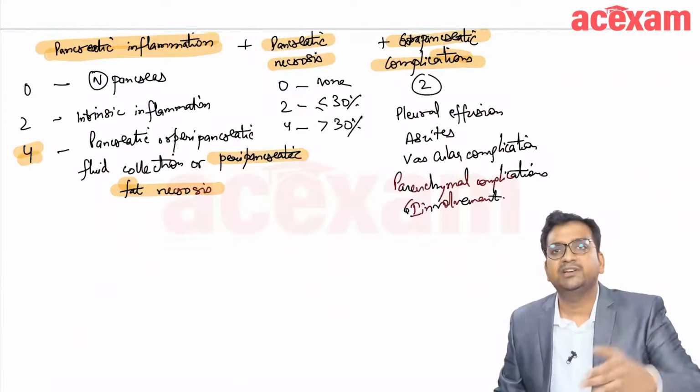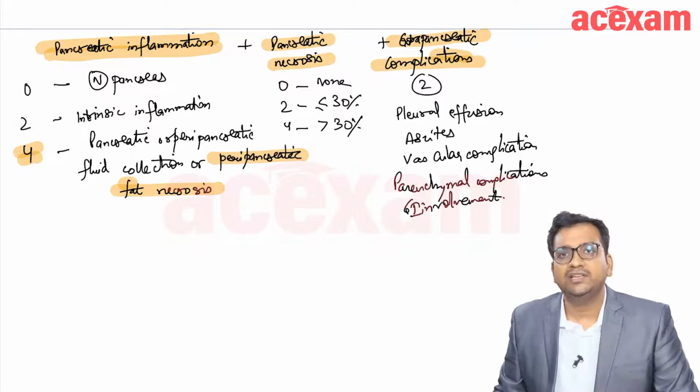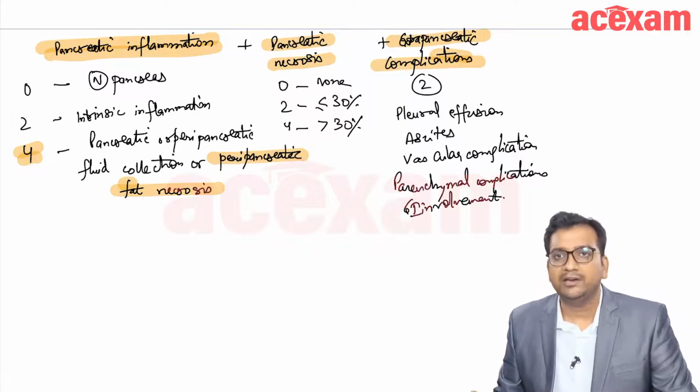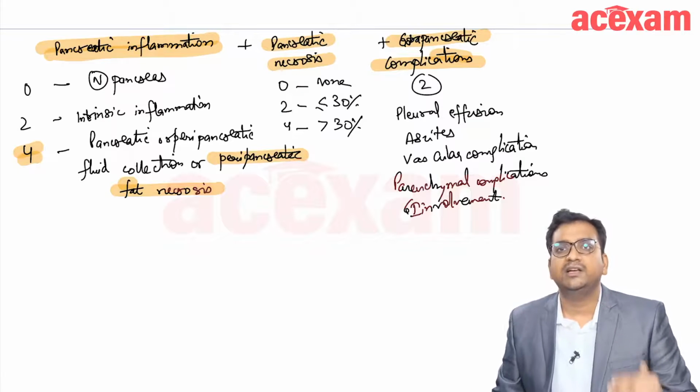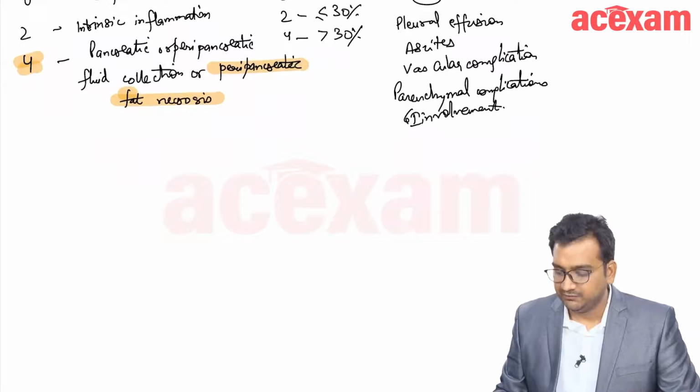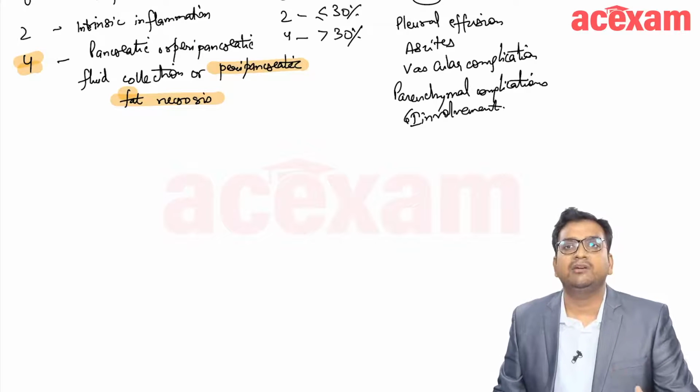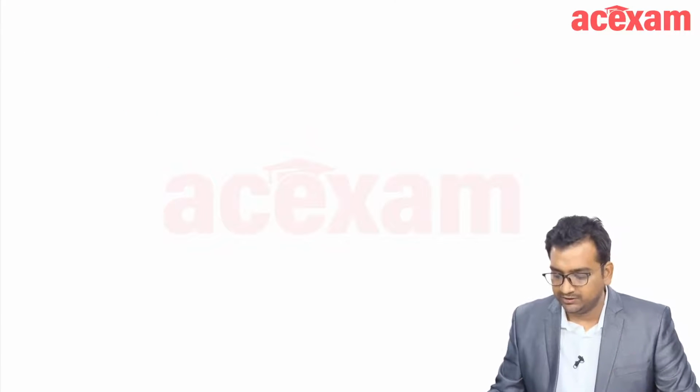They'll give you that the patient is also having pleural effusion and ask what the CTSI score is. So this way you can calculate it easily. Now there are various other scoring systems which are very important. We will discuss them one by one.